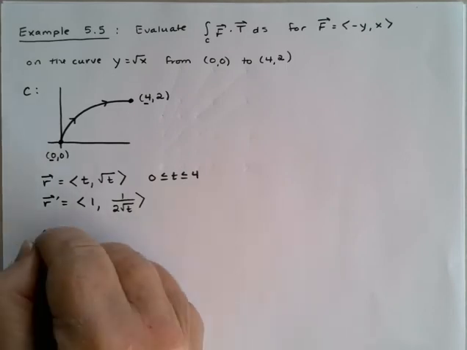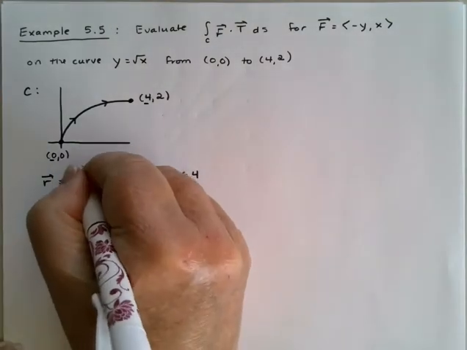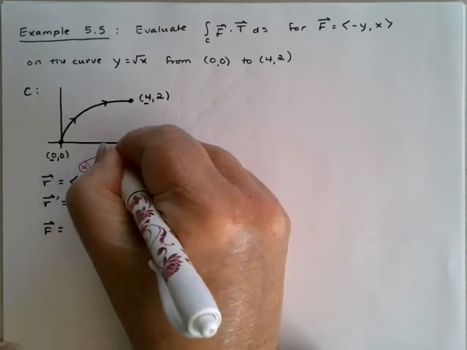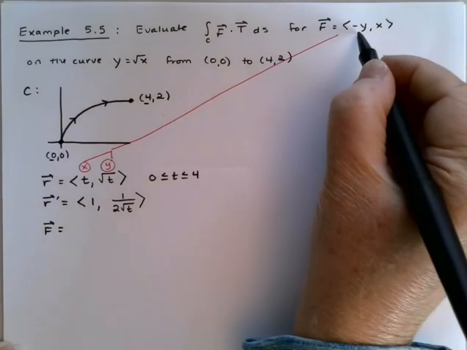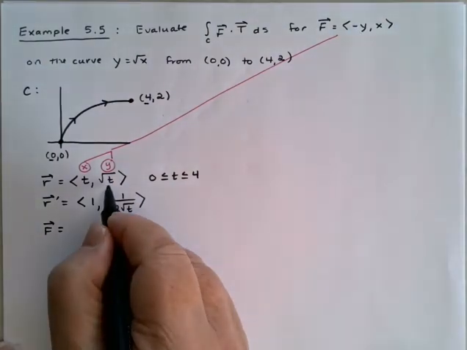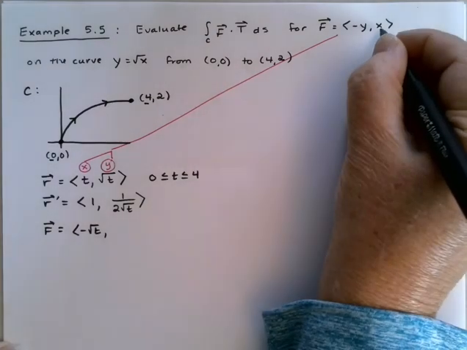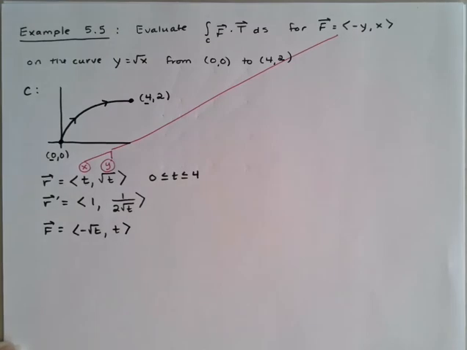And then my f, again remember, once you've defined r, you've defined the x and the y. So I plug those in to f. First component is supposed to be minus y, so minus the square root of t. Second component is x, so that's just t. All right, that should be everything I need to get my integral set up.